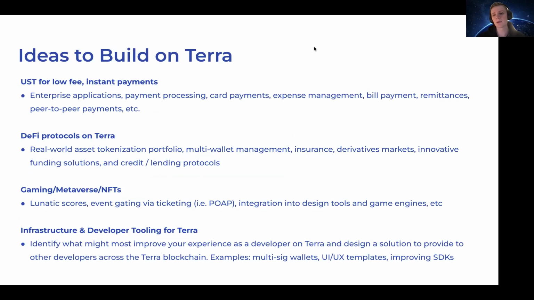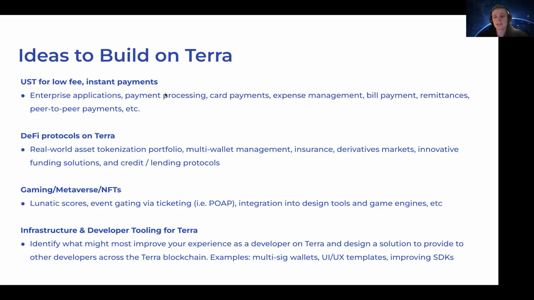Next up, here's some ideas that you can build on Terra. So one thing is instant payments. There's a lot of services right now starting to spring up for enterprise applications, such as enterprise cards or corporate cards. Payment processing in the real world is becoming a thing. We have card management, card payment, expense management, bill payment, etc.